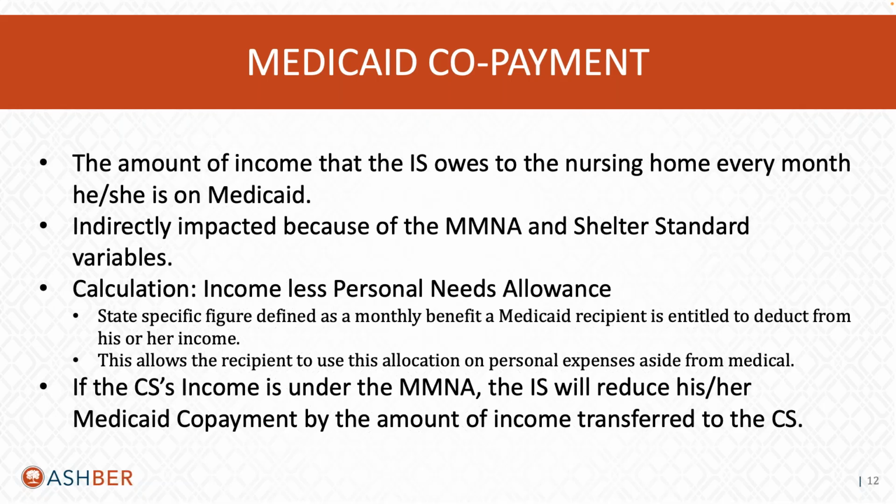And then back to the calculation for the Medicaid copayment, as I mentioned before, if the community spouse's income is under the MMNA, then there'll be an additional deduction included in that calculation to further reduce that Medicaid copayment.